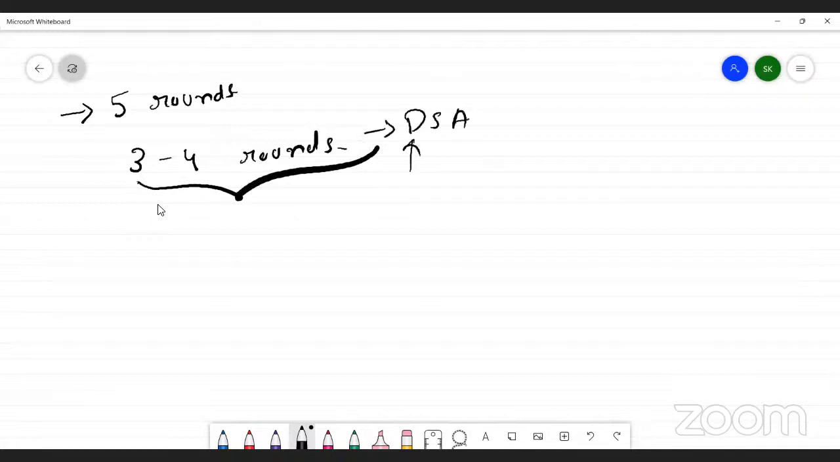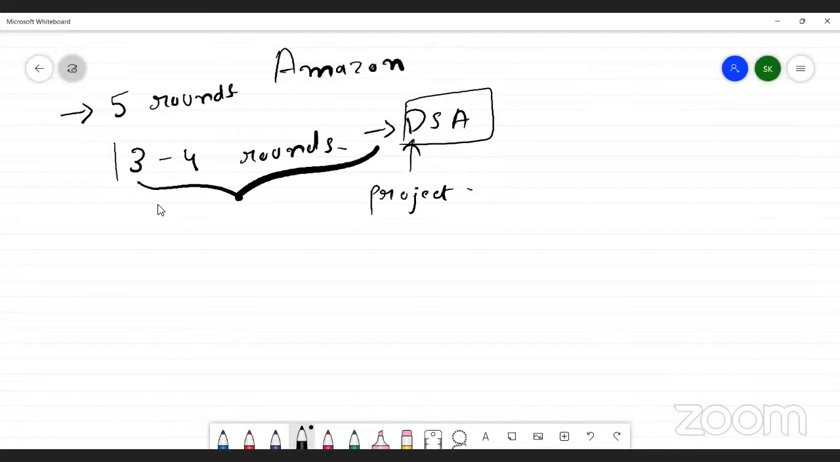They don't want to know your project. In the introduction, you tell yourself what your project was. This is my introduction. After the introduction, the only thing they come upon is DSA. Is it clear to everyone? I'm talking about Amazon here. Any other product based company, this was the very famous one.